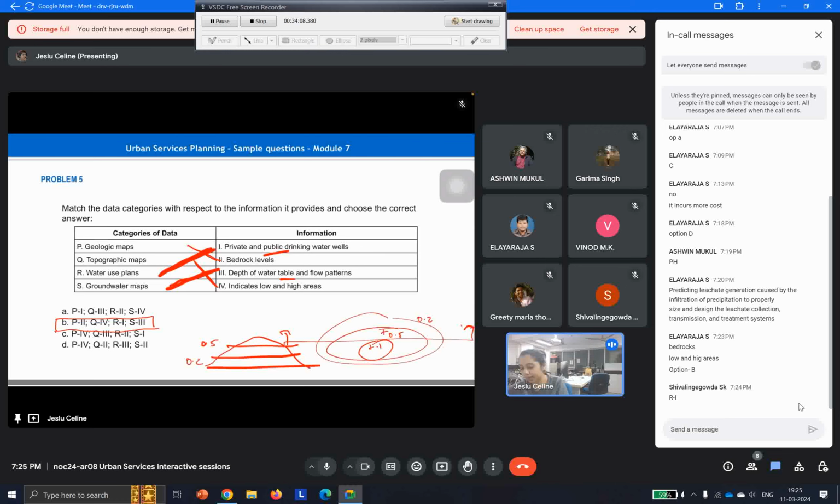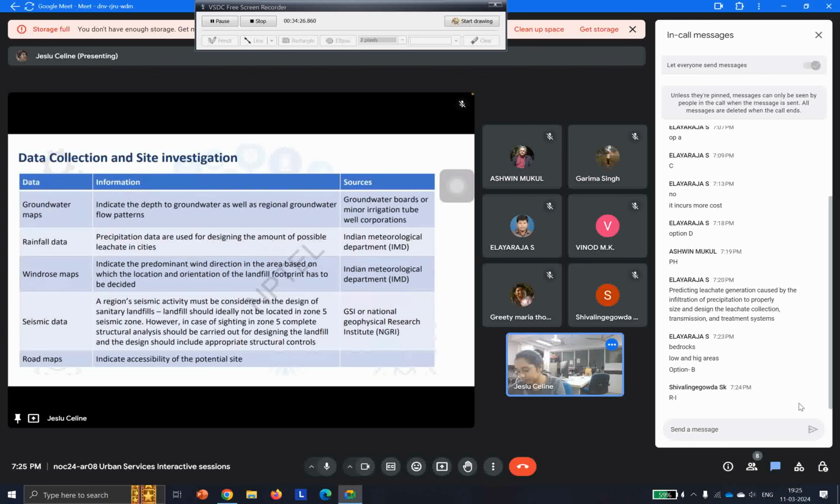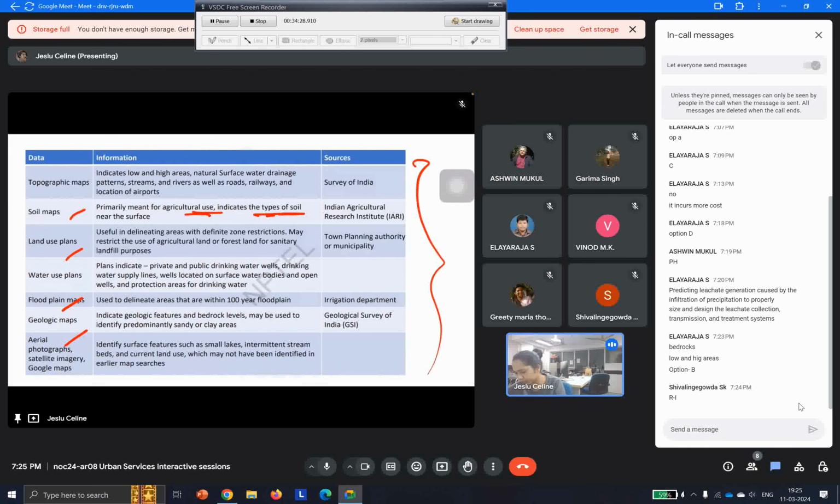So these are the different maps that we discussed. In addition to the maps which we discussed in the options, we have soil maps, which give us the types of soil and the agriculture use. Then we have land use maps, floodplain maps, aerial photographs, satellite imagery, and other data. We also have groundwater maps, which we discussed.